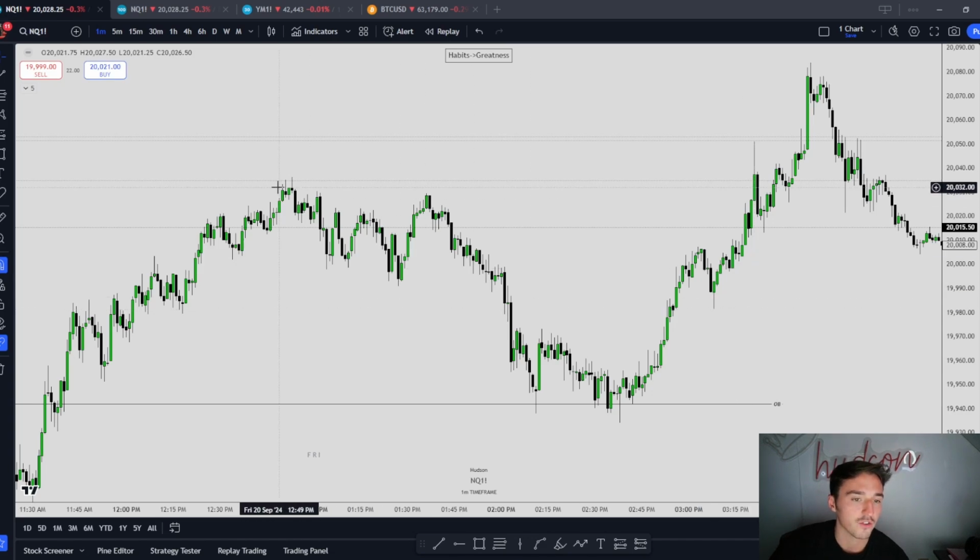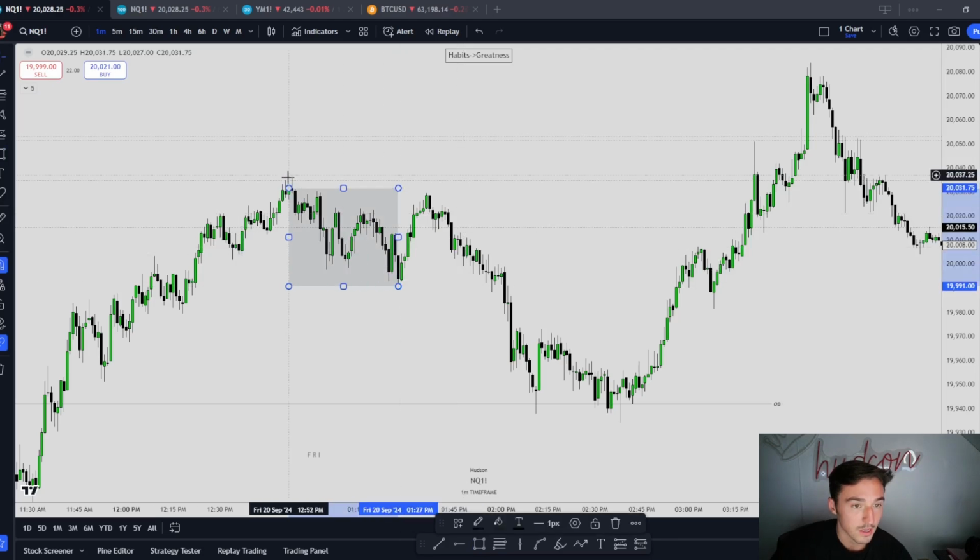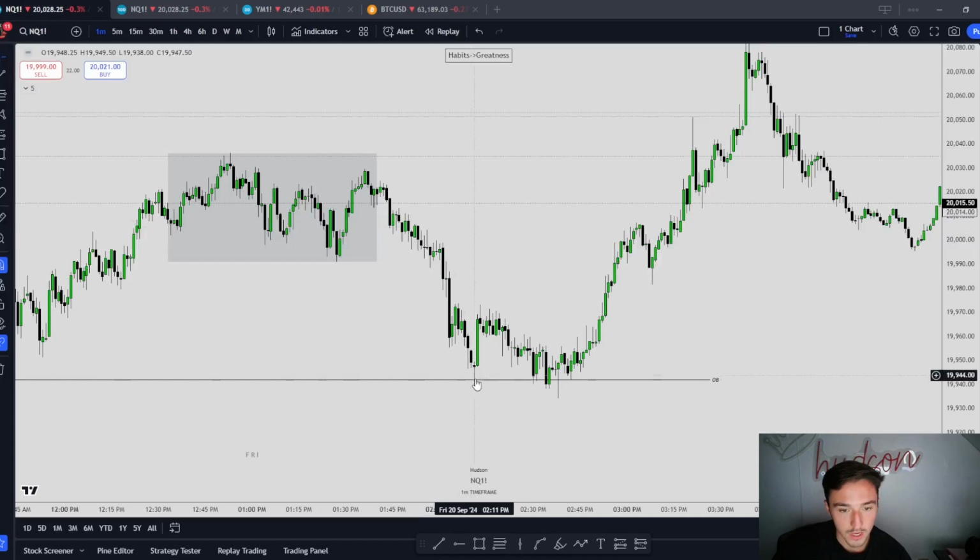Can we identify an original consolidation? Yes, we can. Now, what's the next thing that you have to understand? Every move starts and ends with the turtle soup. Did we have a turtle soup? No. No turtle soup up here. So this is your original consolidation. All right. Turtle soup at the low. Higher time frame key level.